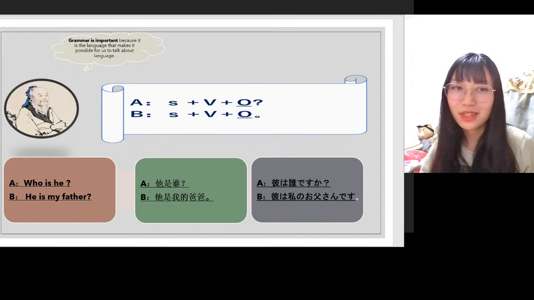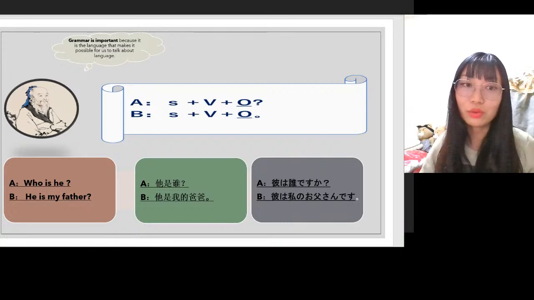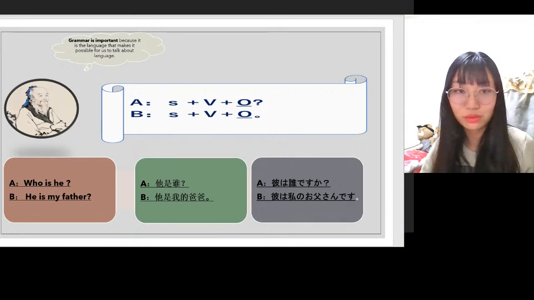But in English, when we want to make a question, we have to put the who in the beginning. Who is he? And he is my father. So we have to put who in the beginning. But here we don't put who in the beginning, right?